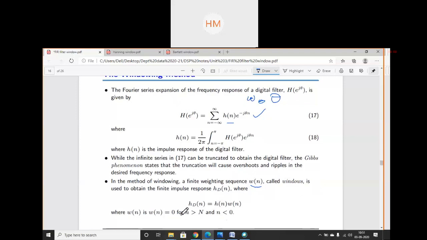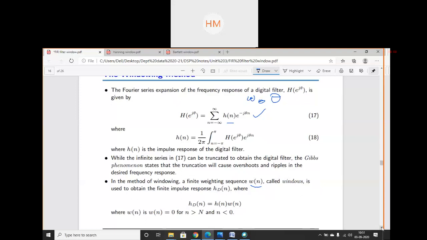W of n is equal to 0 for small n greater than capital N. Between this limit, it is finite. Okay. So have you written this in your copy?